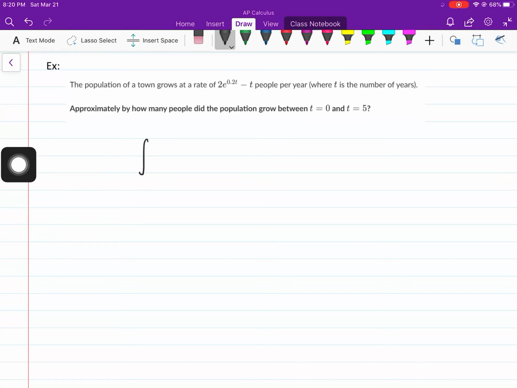So they gave us the rate function, so we're going to go ahead and integrate that rate to find that net change to figure out how many people did it grow by between t equals 0 and t equals 5. So to do this, I'm going to split up our integral. Let me put that 2 out to the front, be a little bit easier to deal with that way.